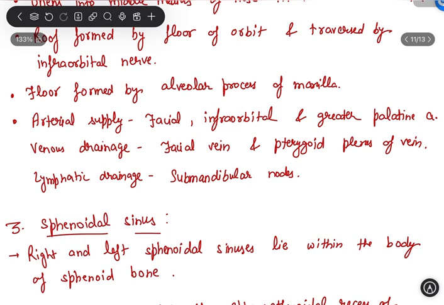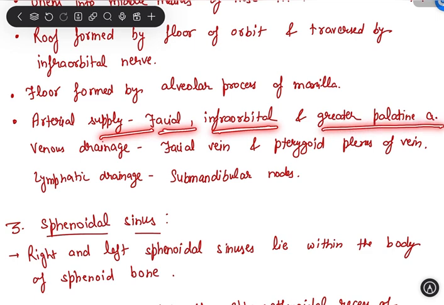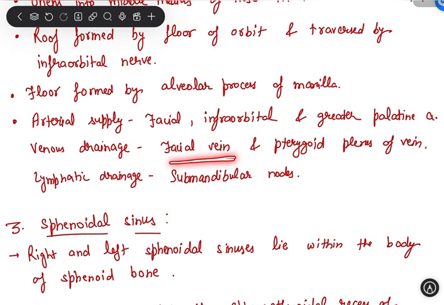The arterial supply is given by the facial, infraorbital and greater palatine arteries, whereas the venous drainage is done by the facial vein and the pterygoid plexus of veins, or we can say pterygoid venous plexus, and the lymphatic drainage is by the submandibular nodes.